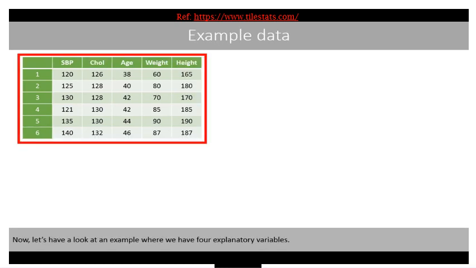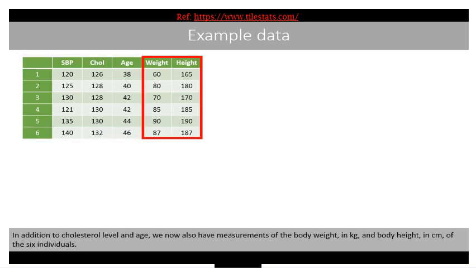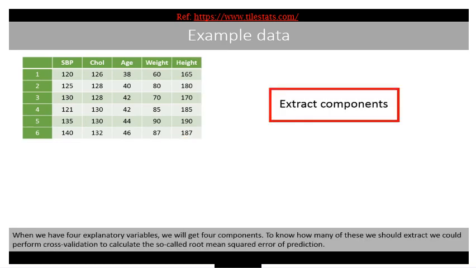Now, let's have a look at an example where we have 4 explanatory variables. In addition to the cholesterol level and age, we now also have measurements of body weight in kilos and body height in centimeters of the 6 individuals. When we have 4 explanatory variables, we'll get 4 components.